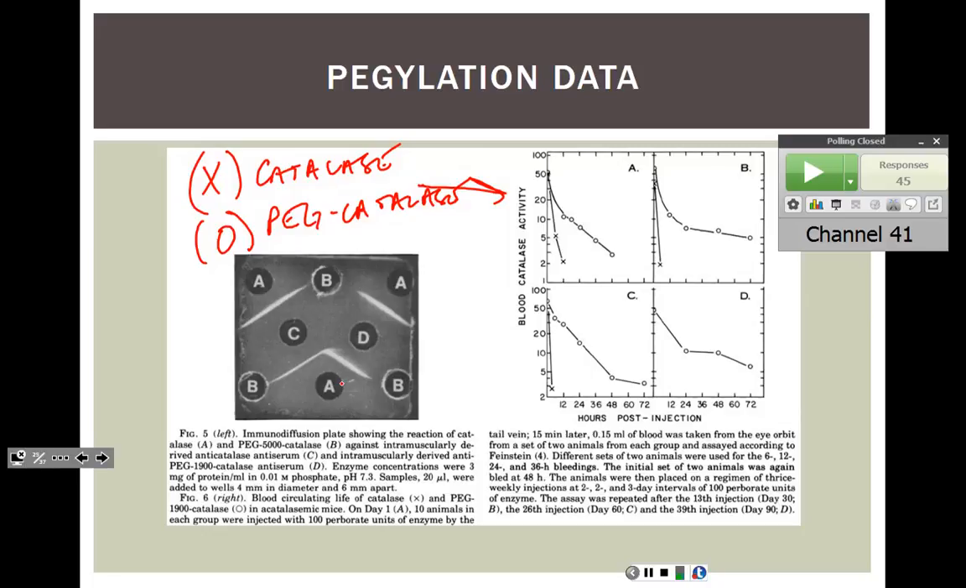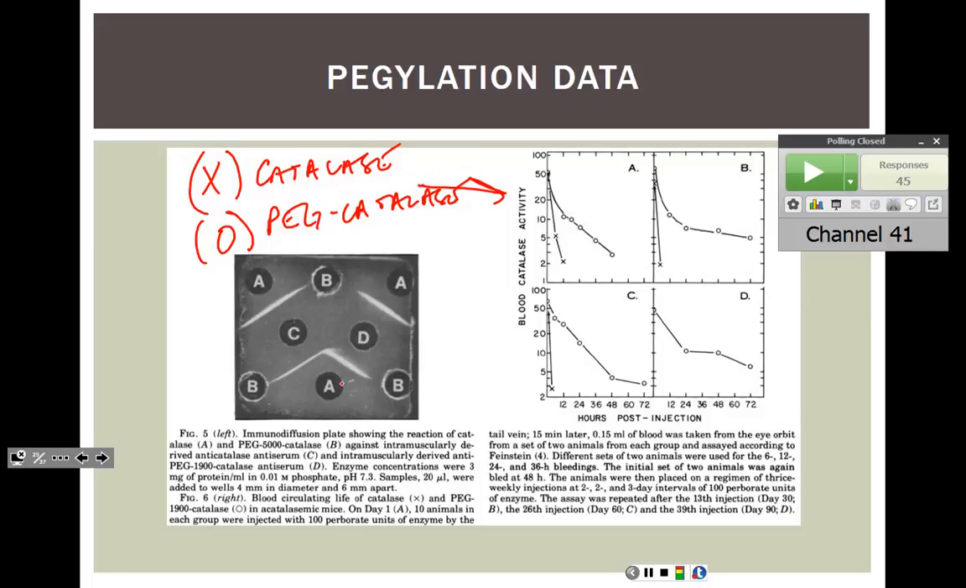All right? So if you look at the x-axis, all the way here on the bottom, looks like they start taking blood as early as 15 minutes after injection, and then they'll take a 6-hour time point, 12-hour time point, 24, 36, 72, on and on and on. And then we have A, B, C, and D.